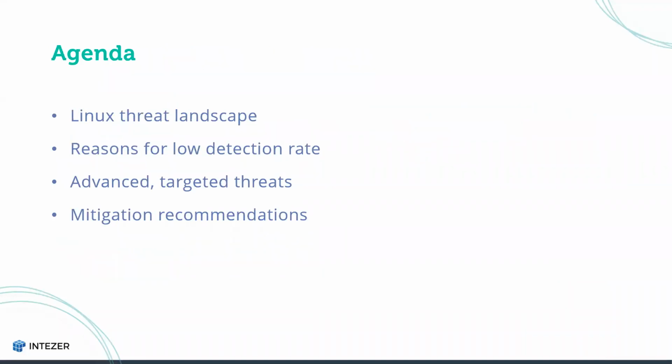So just quickly going over the agenda, we're going to describe the Linux threat landscape from our perspective. We're going to talk about some reasons for low detection rates overall among different security vendors for Linux threats. We're also going to dive in and discuss some advanced targeted threats, some of them nation-sponsored, and some of them just more technologically advanced. And of course, later we're going to present some recommendations on how you can mitigate or prevent such an attack compromising your own resources or your organization.